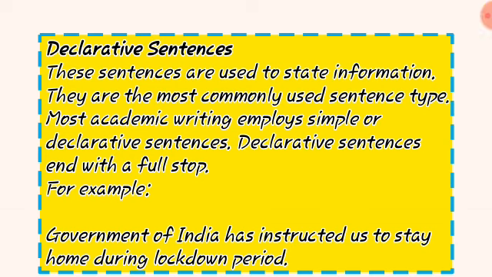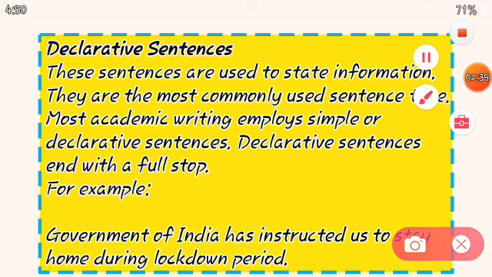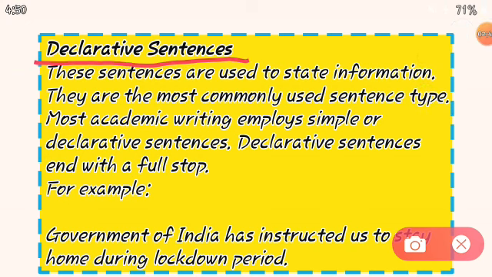Now friends, we will discuss all four types of sentences with their examples. Of them, the first is the declarative sentence. Declarative sentence means the sentences we use in our daily life. Declarative sentences are a type of statement or any information. These sentences are used to state information. They are the most commonly used sentence type. Most academic writing employs simple or declarative sentences. Declarative sentences end with a full stop.